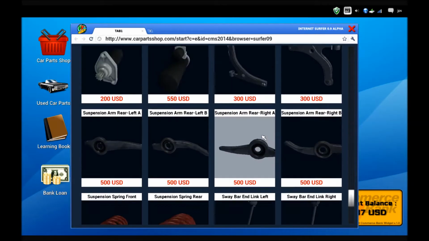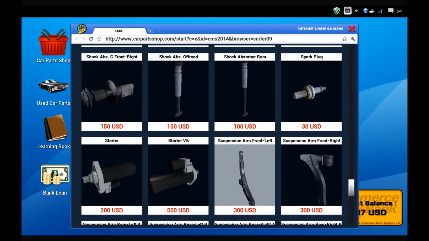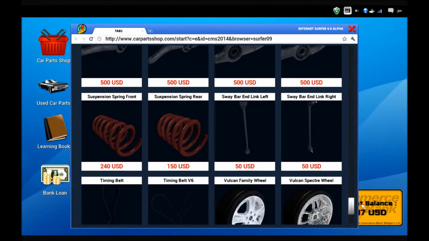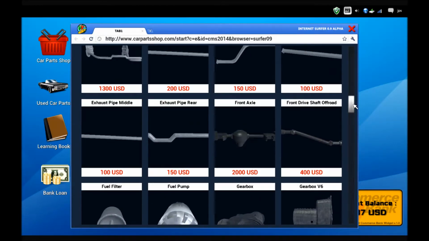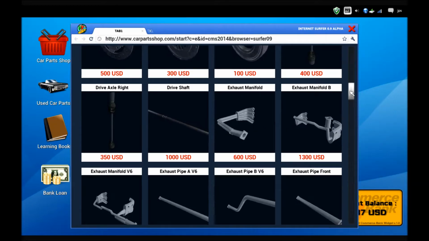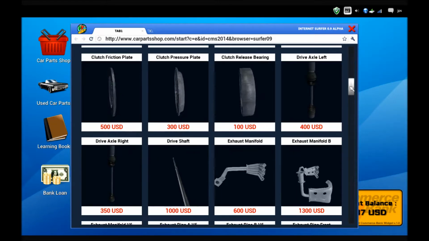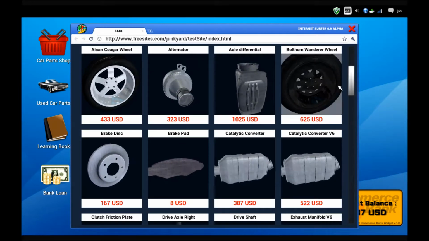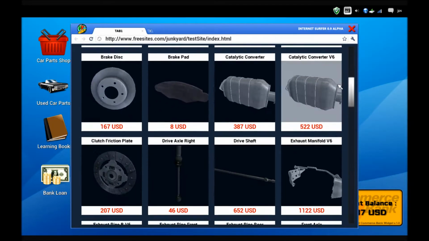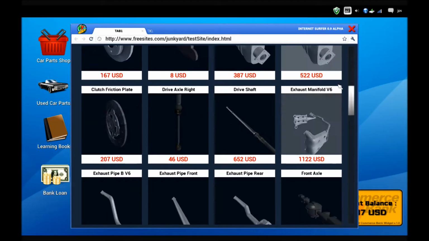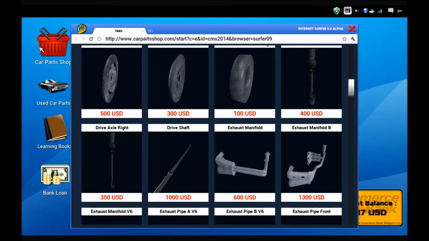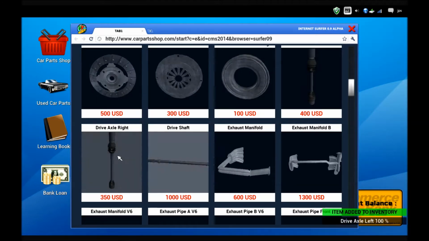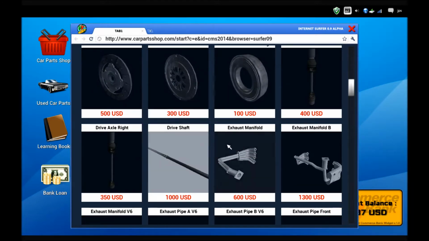Steering. Oh, maybe it's driving, not steering. Drive axle or something. Drive axle right. And drive axle left. So they're 400 each new. And second hand, they're not available, I'm guessing. Drive shaft, but not the bits we need. Okay, no problem. So we want a drive axle left and a drive axle right.